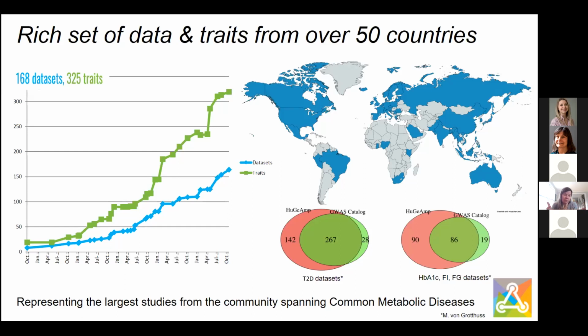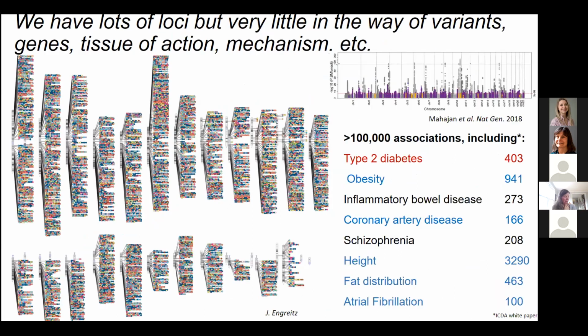And that's what we're going to talk a little bit about as we talk about Type 1. This really represents the largest community-based representation of data for common metabolic diseases in an open access framework today. But what's happened in our field over the past 5 years is we've identified a lot of loci, and the Type 2 Diabetes and now the Common Metabolic Disease Knowledge Portal makes these accessible to you.